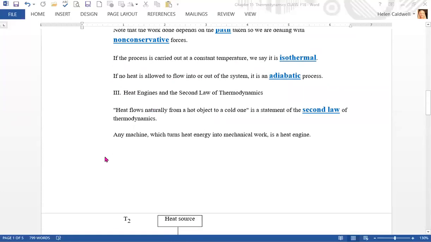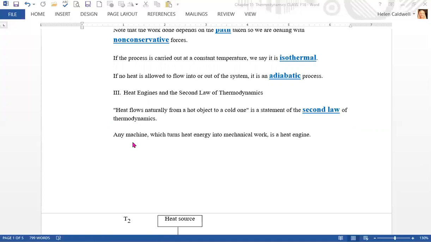The heat engines and the second law of thermodynamics. So heat flows naturally from a hot object to a cold one. That is a statement of the second law of thermodynamics. So we've had the zeroth law at the start of this chapter, we had the first law, and now we've got the second law. Heat flows naturally from hot to cold.